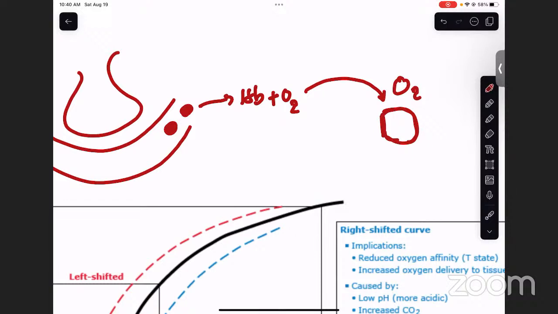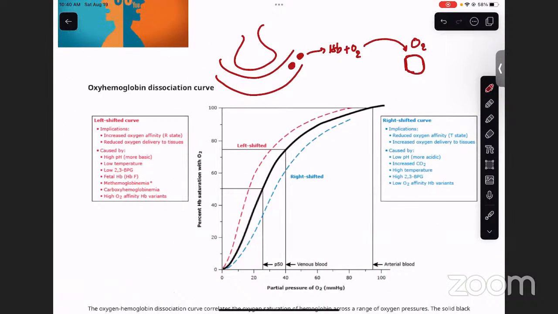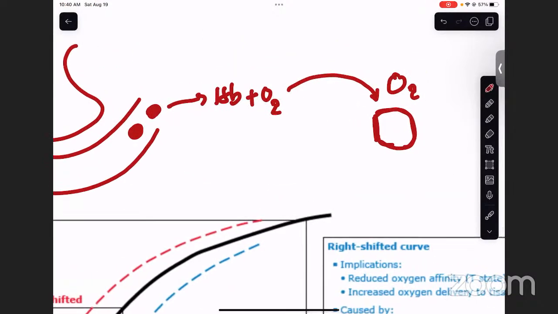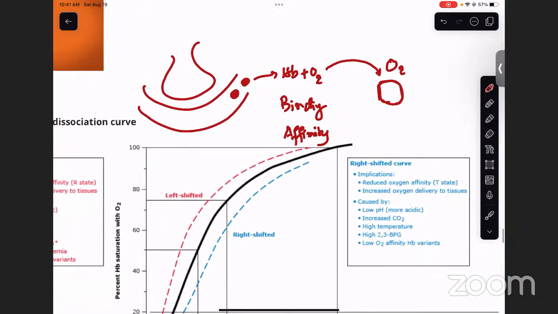So to detect it, there is the oxyhemoglobin dissociation curve. Okay, we need to know some terminology here. If hemoglobin binds with oxygen, it is called binding affinity. Okay, and then if hemoglobin gives the oxygen to the tissue, binding capacity will be reduced. If there's no binding, capacity will be increased.